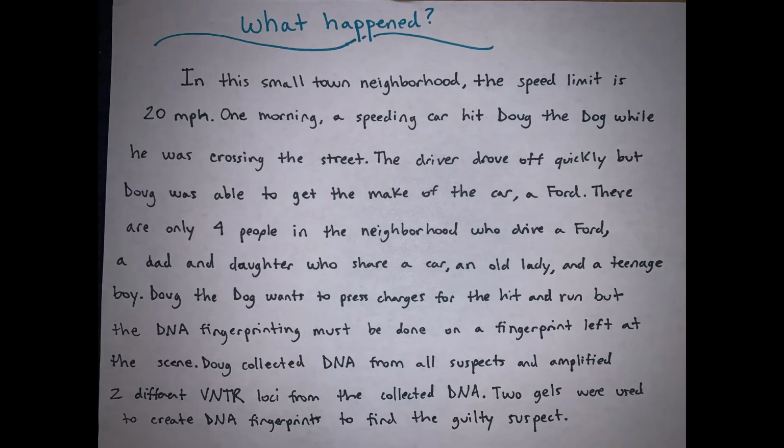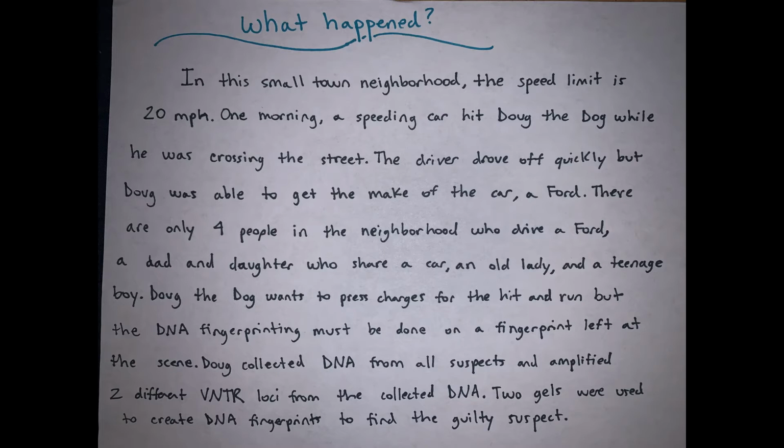To start off this crime investigation, we must set the scene. What happened? In this small town neighborhood, the speed limit is 20 miles per hour. One morning, a speeding car hit Doug the dog while he was crossing the street. The driver drove off quickly, but Doug was able to get the make of the car, a Ford.